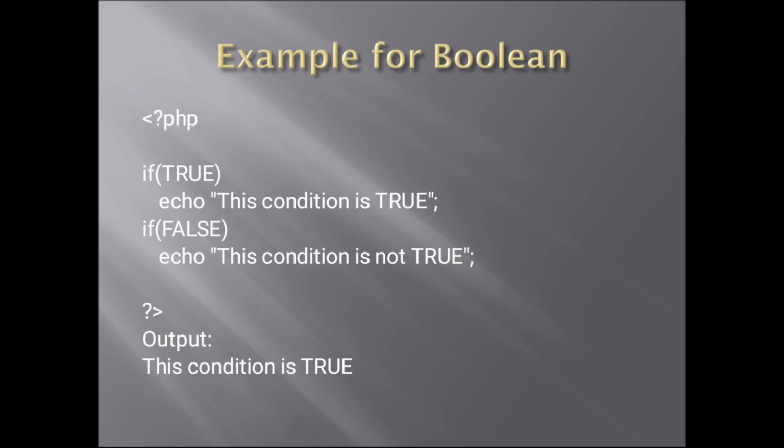First of all, we open the PHP tag. Then we use two if conditions, one is true, another is false. If true, the print statement says the condition is true. Then false means the condition is not true. Then you close the PHP tag. In the output, true means this condition is true. Likewise, we give the example for Boolean.